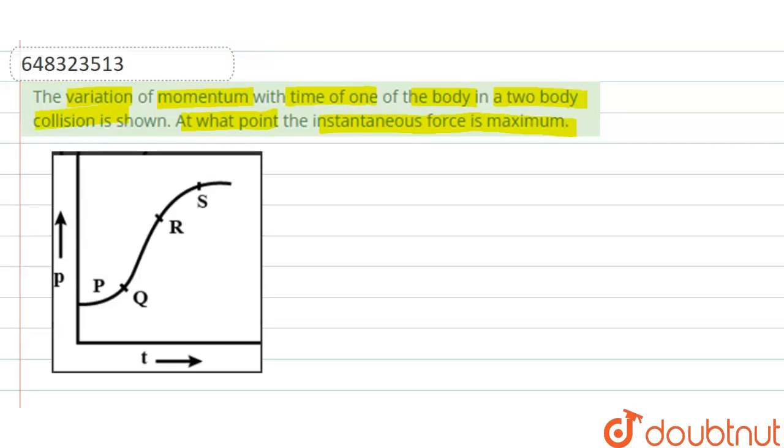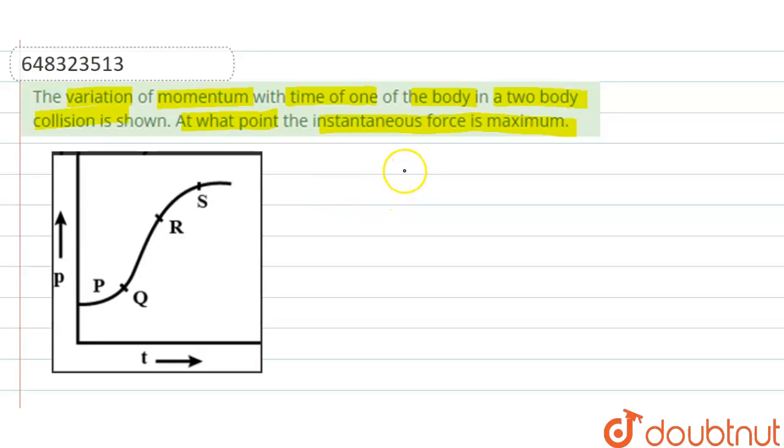So we know that when two bodies collide with each other, there is a change in momentum of these two bodies. So for one of the bodies, we have taken the values of momentum with respect to time and drawn a graph for that particular body for change in momentum with respect to time. Now from this graph, we have to determine at which point out of P, Q, R, S, these 4 points, the instantaneous force is maximum.